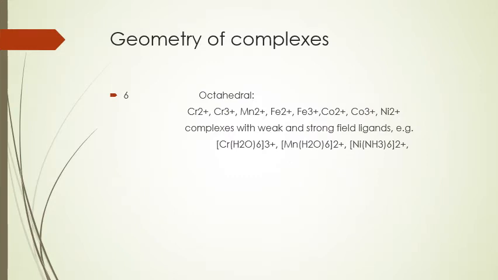If the coordination number is 6, the octahedral geometry is always there. So chromium, manganese, iron, cobalt form complexes with the weak and strong field ligands. So chromium and manganese with a higher oxidation state form the octahedral complexes.